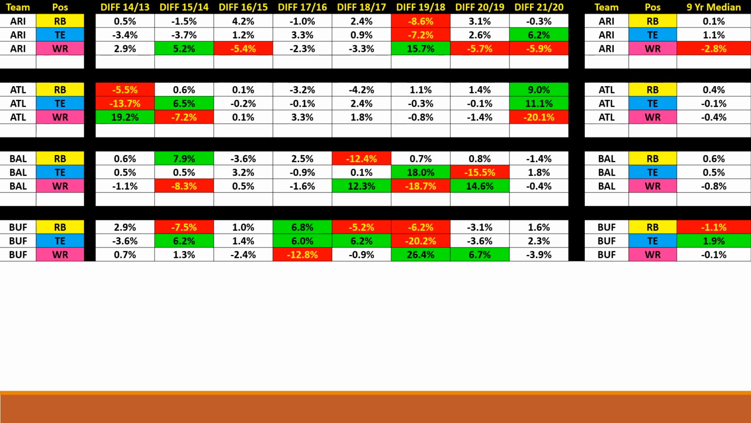Another broad metric is looking at the 9-year changes and looking at the median of those changes. So we have here RB, TE and WR, and over 9 years, pretty much it hasn't changed. There's been some extremes, but overall, if you look at the median change, pretty much not a lot happening in Arizona. It is what it is.